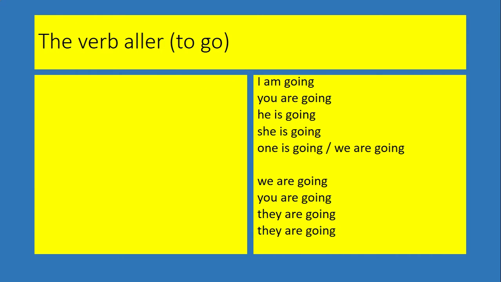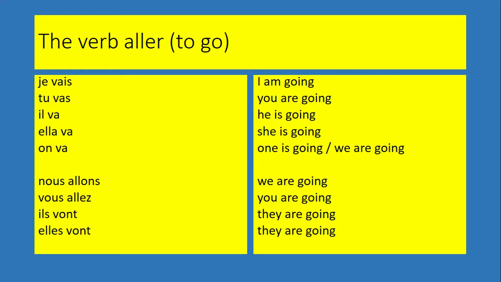Okay, so you need to learn the present tense of the verb aller. Je vais, tu vas, il va, elle va, on va, nous allons, vous allez, ils vont, elles vont. Learn the verb in this order. It can be translated not only as I am going, but also I go, you go, he goes, she goes, etc. But for the future tense, it's better to think of it as I am going. Okay, so memorize that verb. Memorize it in the correct order as well.